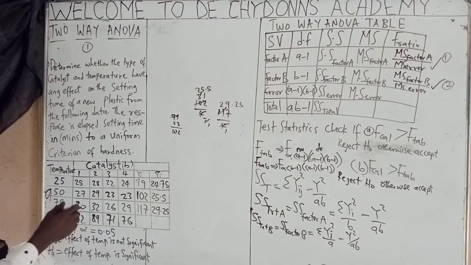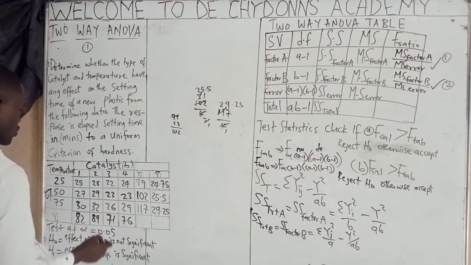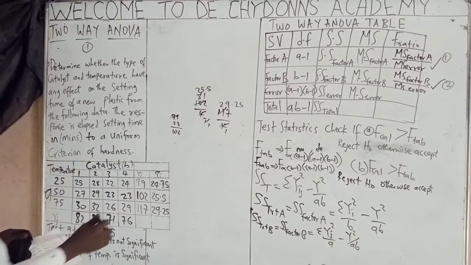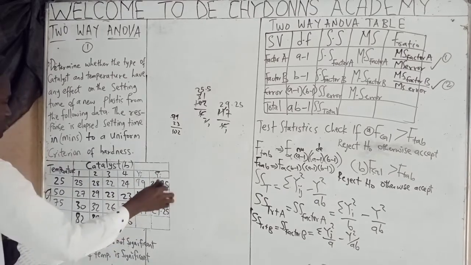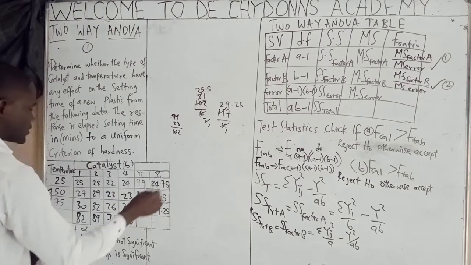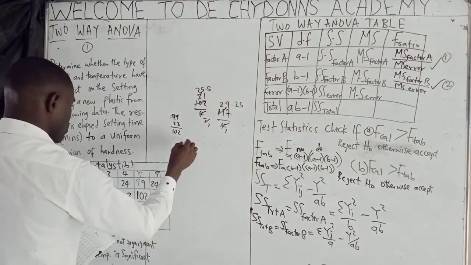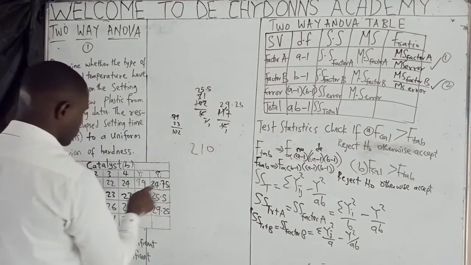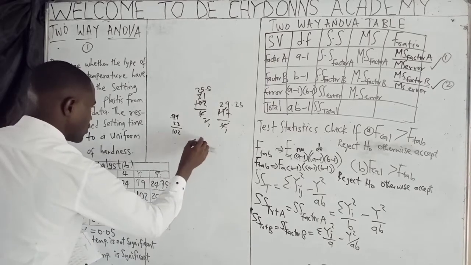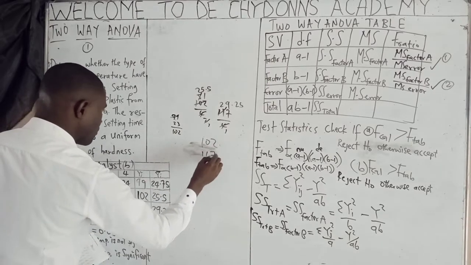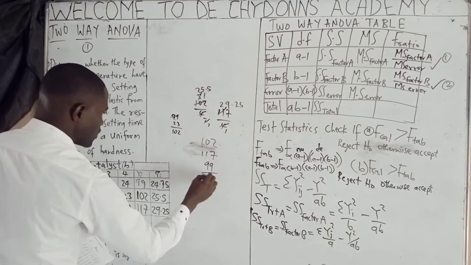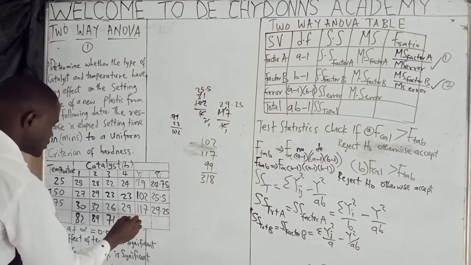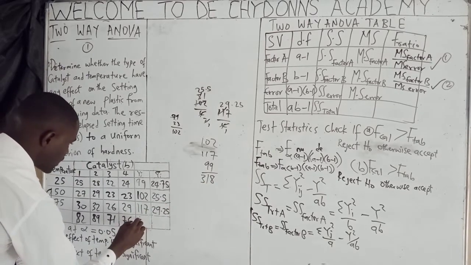Now, next thing you do is you add this to this to this. What you do now, this plus this will give you what? This plus this plus this, that will be giving us 102 plus 117 plus 99, that will be giving us a total of 318.